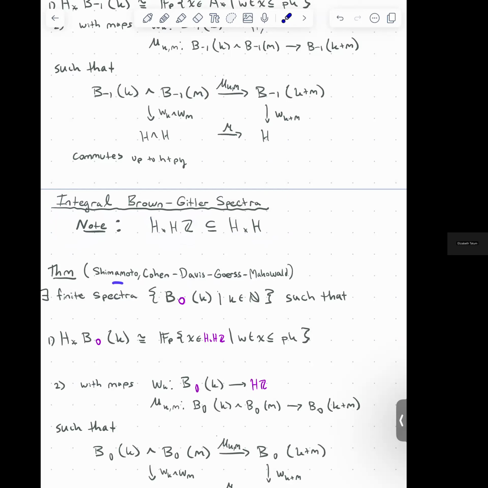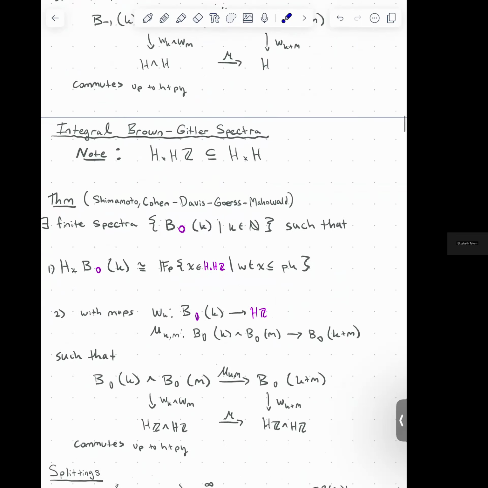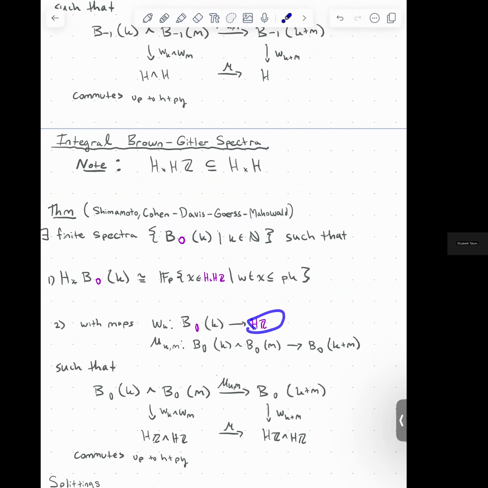And then Shimamoto and Cohen-Davis-Gorst-Mahowald were able to show that there are finite spectra realizing the weight filtration in this H star HC. So the theorem is that there exist finite spectra, which we call B0 of K, such that the homology of B0 of K is what we would like it to be. They also come along with maps, but now into the integral Eilenberg-MacLane spectrum, with analogous pairing maps, and this analogous diagram should commute up to homotopy.